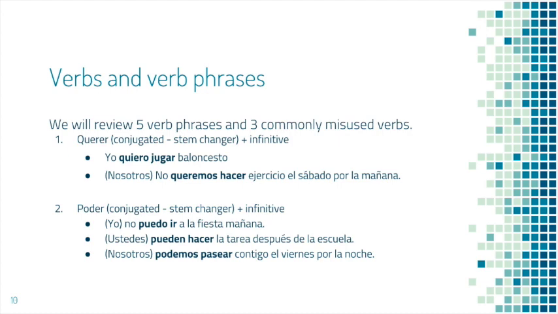The first verb phrase we're going to look at is with querer. You'll notice it's conjugated and it's a stem changer. Don't forget about that. And the important thing here is that querer is followed immediately by an infinitive. So you don't need any kind of preposition, no de, nothing like that. Just querer, conjugated, and then the infinitive form of the verb after, which again, the infinitive is the AR, ER, or IR verb.